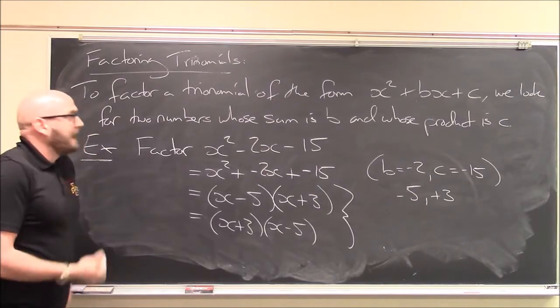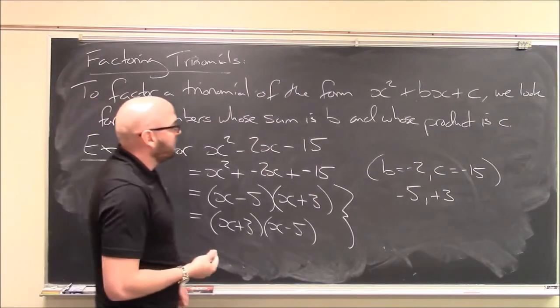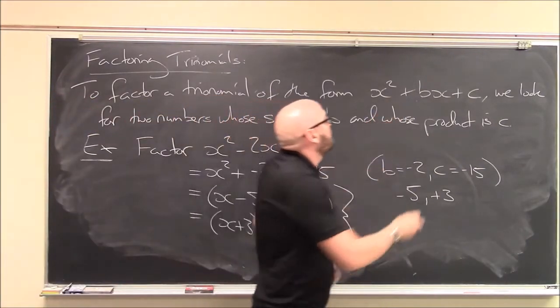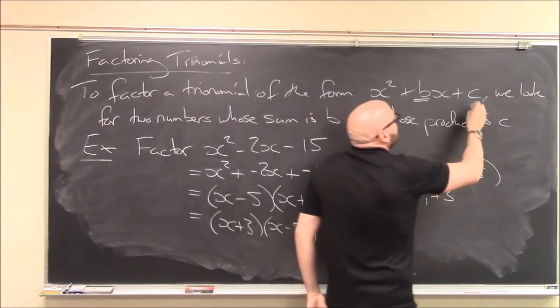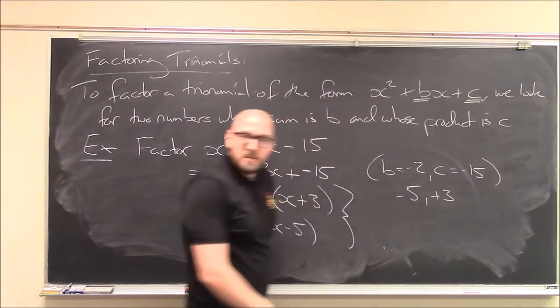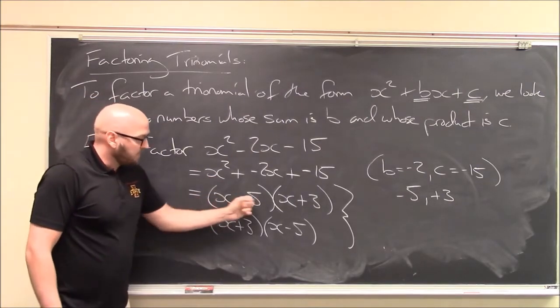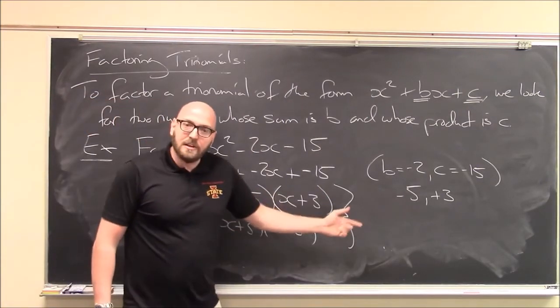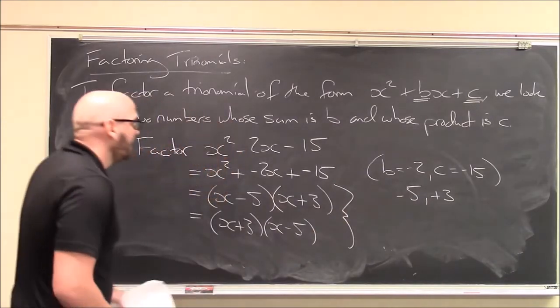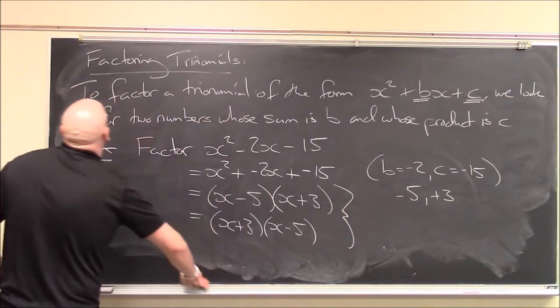So that's how you factor these trinomials, right? You look for two numbers that add together to give you this coefficient, multiply together to give you that coefficient. And once you have it, you just have to remember how to write down the form. It's x plus the first number times x plus the second number. We'll do another example.